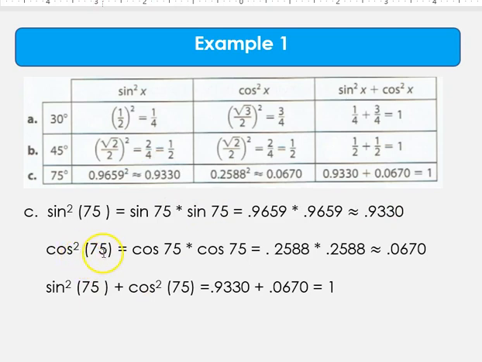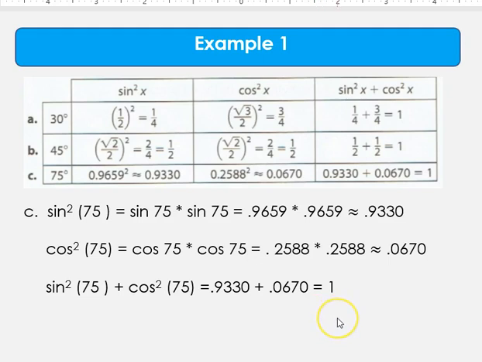Cosine squared 75: cosine 75 is 0.2588, squared would be 0.0670, and here it is in the table. And if we add those together, they equal 1. So we've just proved that sine squared x, some unknown angle, plus cosine squared x equals 1 for any value of x.